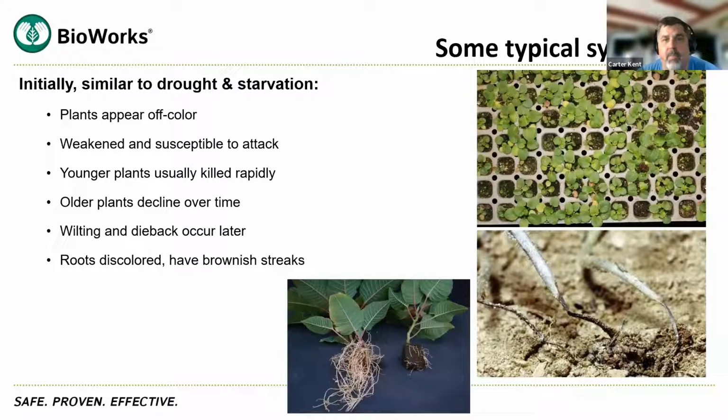Some typical symptoms: initially, similar to drought or starvation, plants will appear off color. They will be weakened and susceptible to attack. Young plants usually die off fairly rapidly. Older plants decline over time. Wilting and dieback will be other symptoms that occur later. If you look at the root systems, roots will appear discolored or have brownish streaks in them. These are all signs that the plant's not healthy.